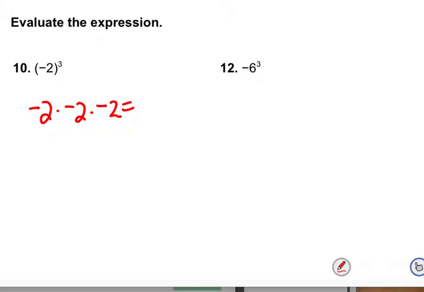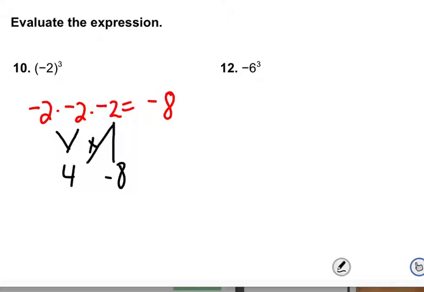Look what I'm multiplying. Negative 2 times negative 2 times negative 2 has to be a negative 8. I have an odd number of negatives. If I needed to prove that, negative 2 times negative 2 is 4, times negative 2 is negative 8. There's my proof. Okay? Number 12.